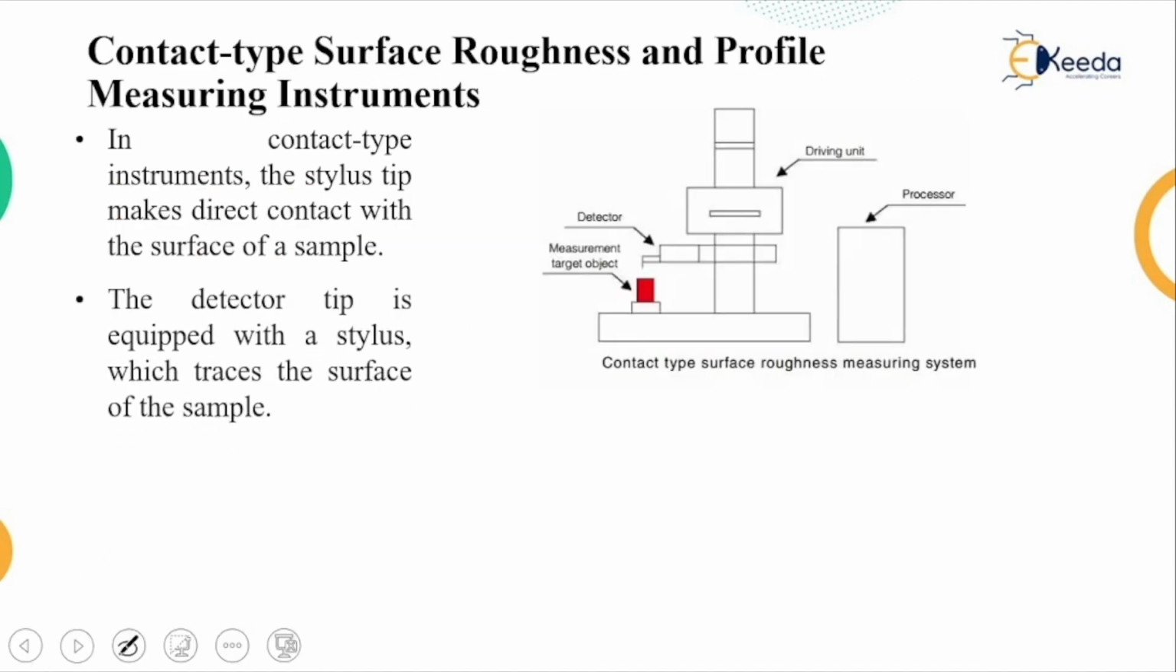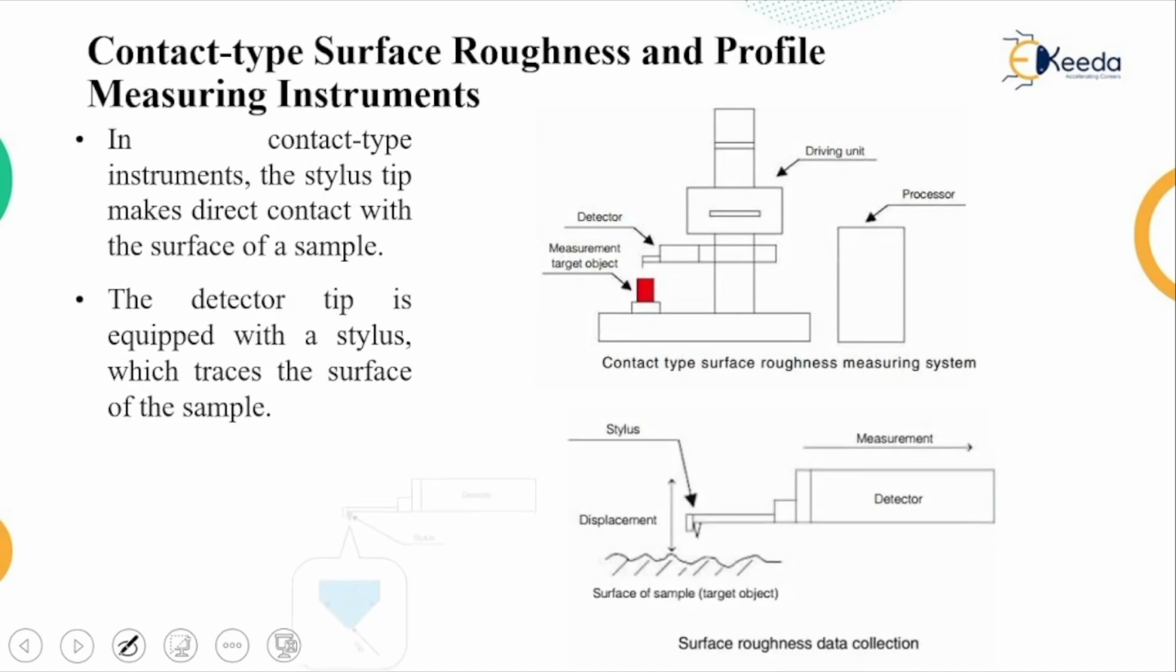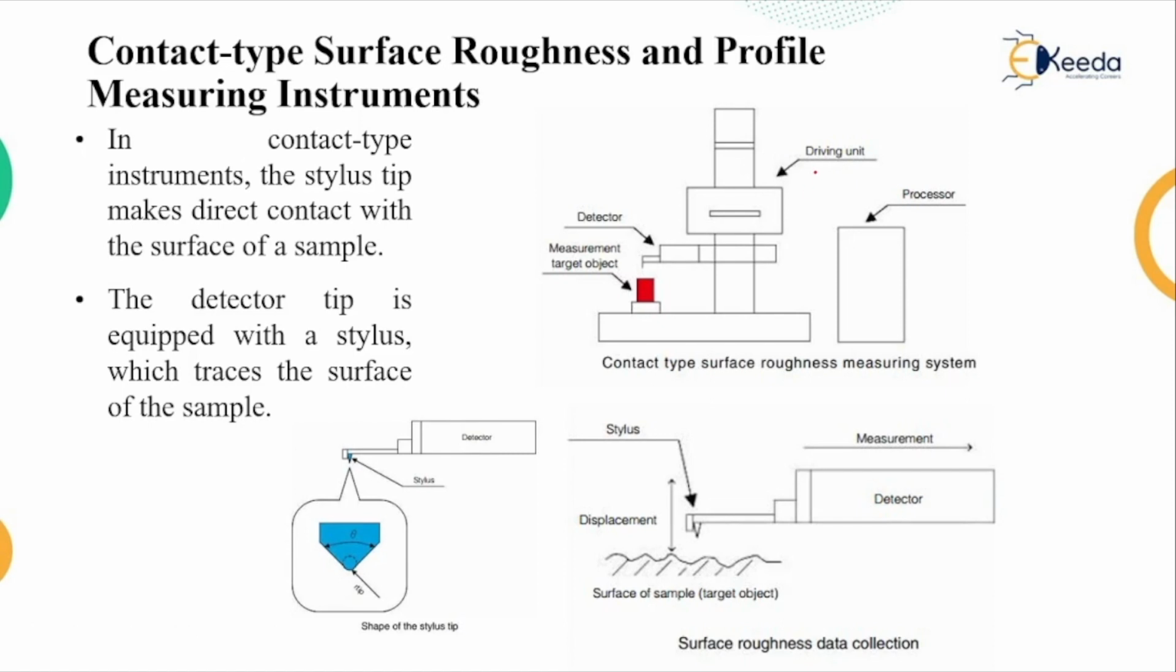Now we will see the contact type of surface roughness and profile measuring instrument. You can see here one diagram. In this diagram we have the contact type of surface roughness measuring system: the measuring object, in red color, the detector, the stylus and drawing unit, the complete body and the processor. In this contact type of surface roughness tester, the stylus tip makes direct contact with the surface of a sample. So here we don't have any datum or skid.